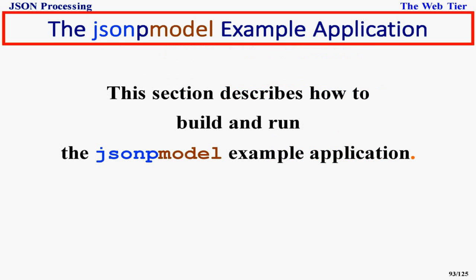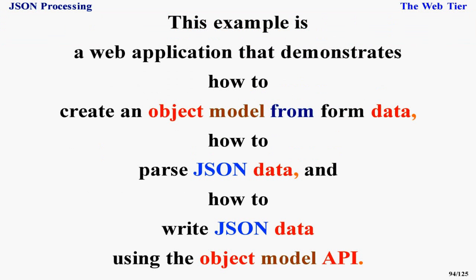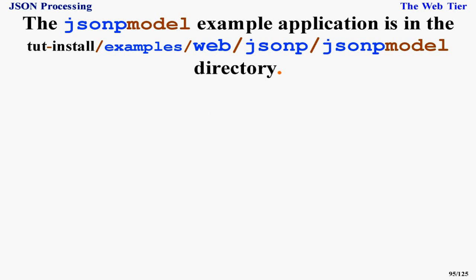The jsonpmodel example application. This section describes how to build and run the jsonpmodel example application. This example is a web application that demonstrates how to create an object model from form data, how to parse JSON data, and how to write JSON data using the Object Model API. The jsonpmodel example application is in the tut-install/examples/web/jsonp/jsonpmodel directory.